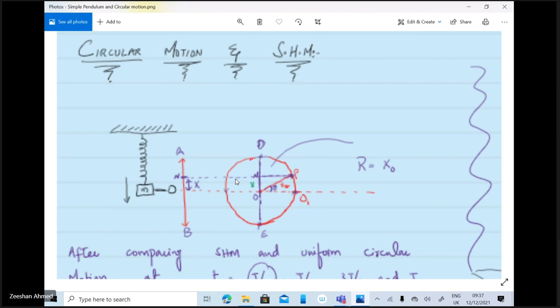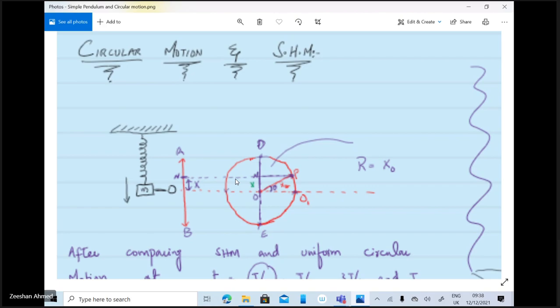From anywhere in the middle of the circle, it is simply x. Got it? So x means distance and x naught means amplitude. Clear? If you look at the diagram, now it is becoming a right angle triangle.